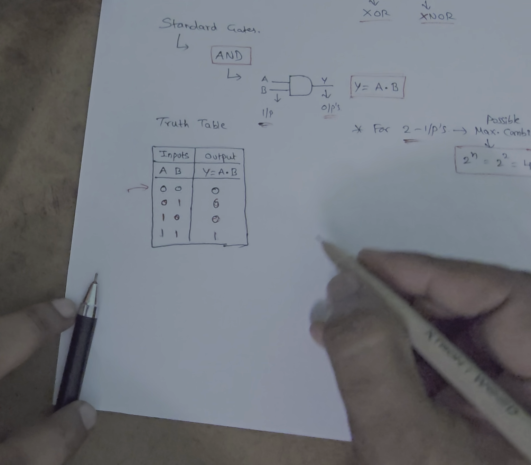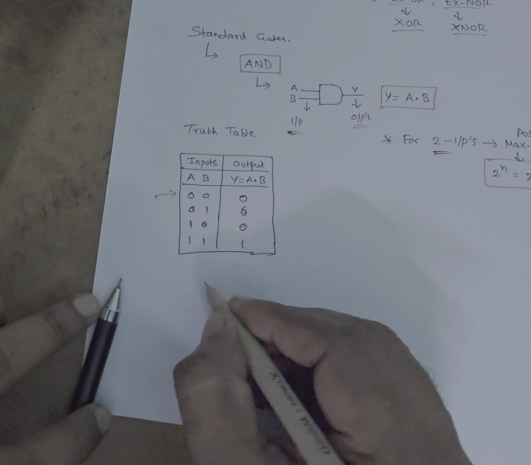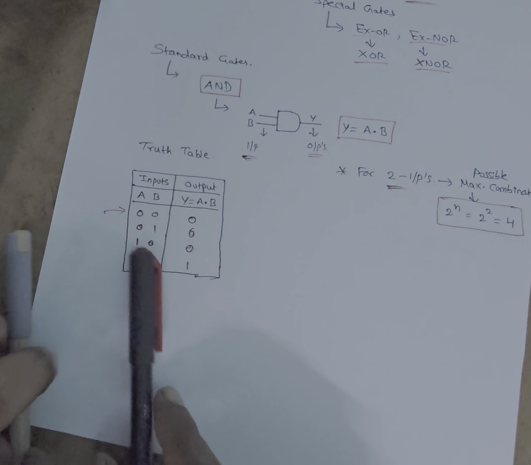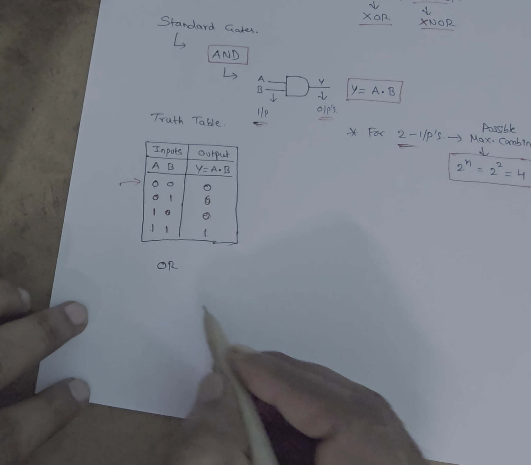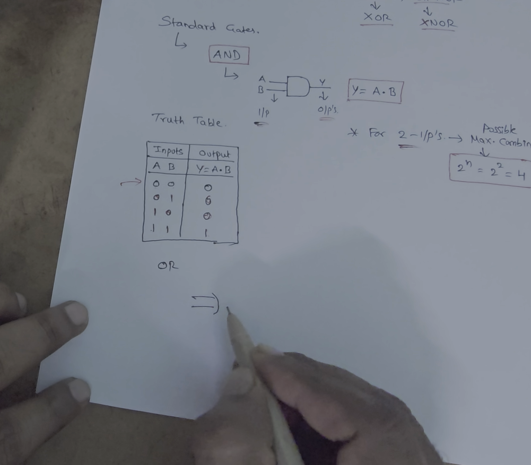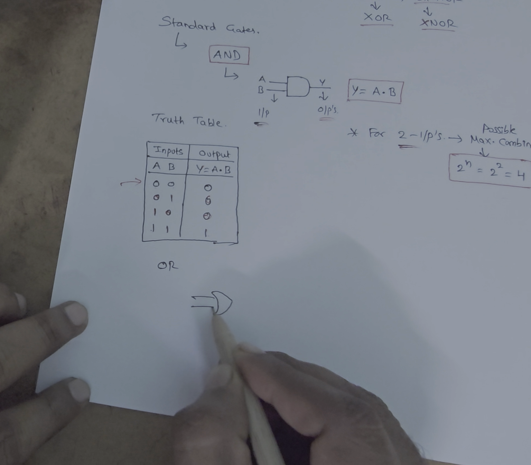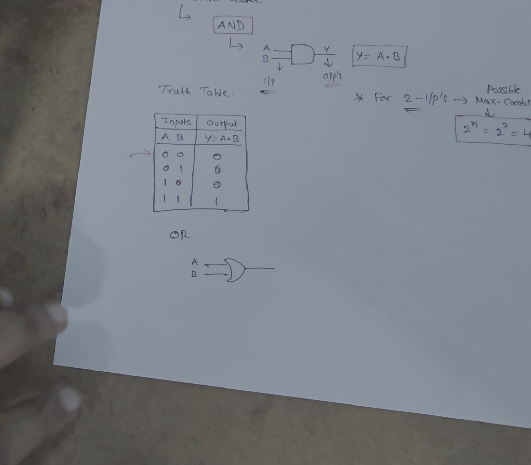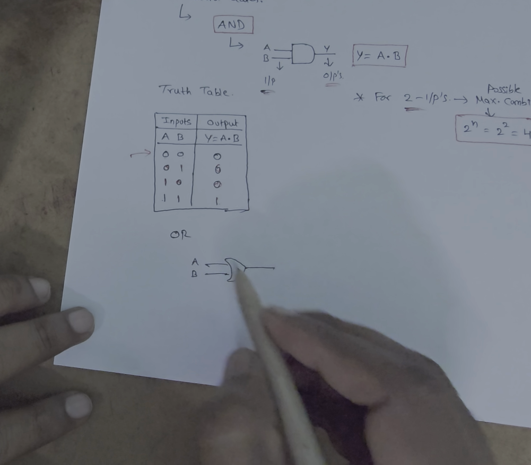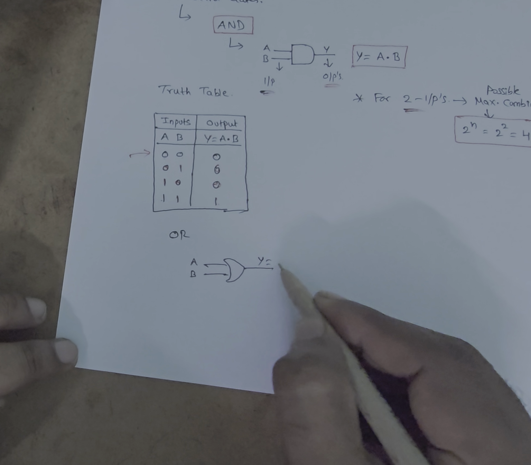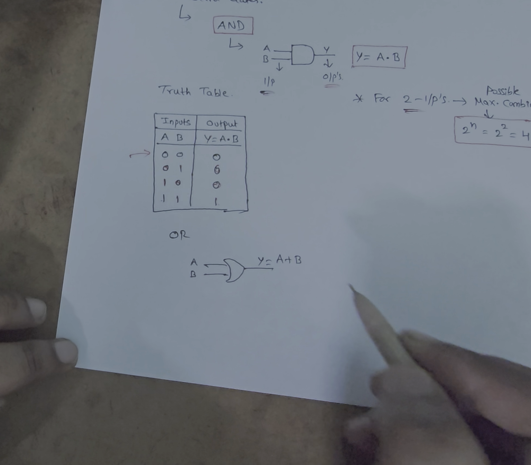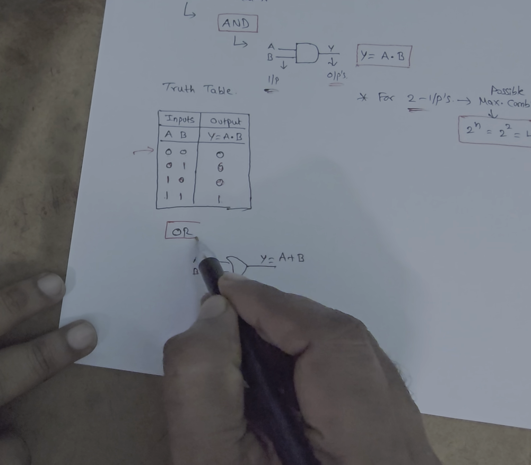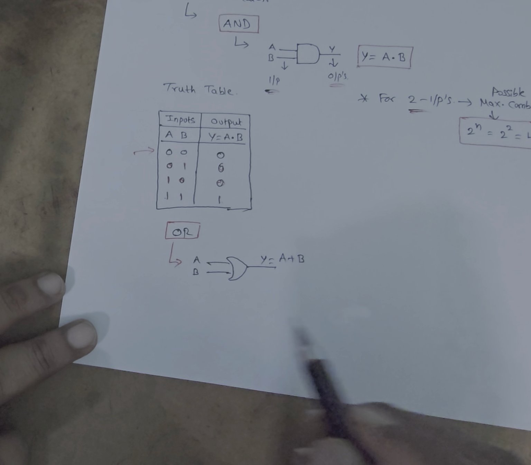Next gate is the OR gate. In this OR gate, the logic symbol has small curves in its representation. You have to clearly differentiate between the AND gate and the OR gate. Here A and B are once again the inputs, and the output function y is given by A plus B. So this is your OR gate logic symbol.